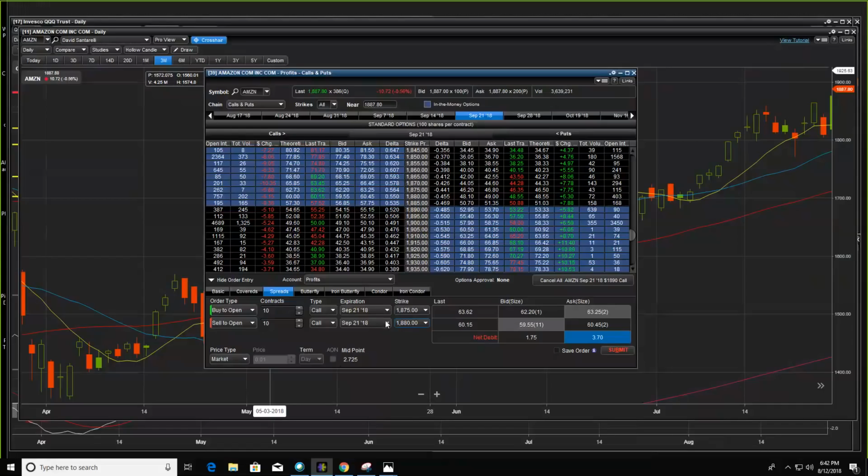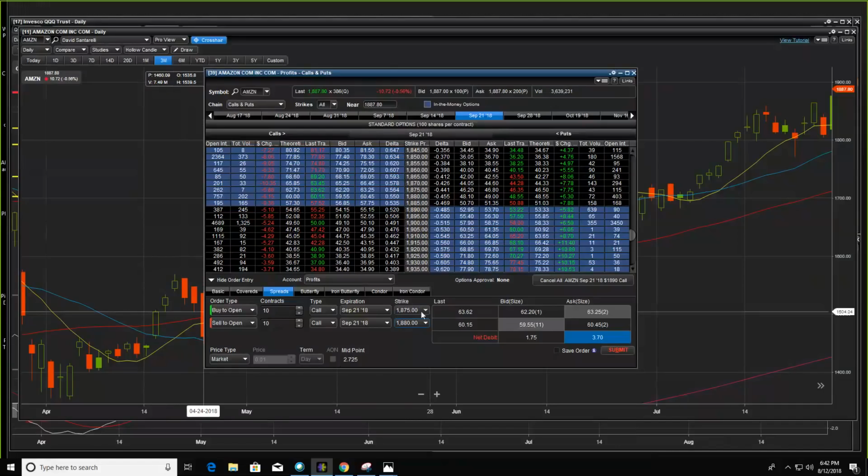It could stay where it's at. You still have that same 83% return, or it could go higher. It could go to $2,200 a share. You're still going to make that 83% max return, because with the spread, you're capping your profit since you're selling the right to someone at that sell to open. So as the stock goes higher, you're going to see your buy to open is going to be worth more. You're going to have a profit on that contract.